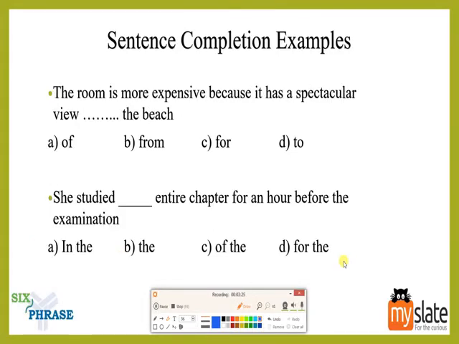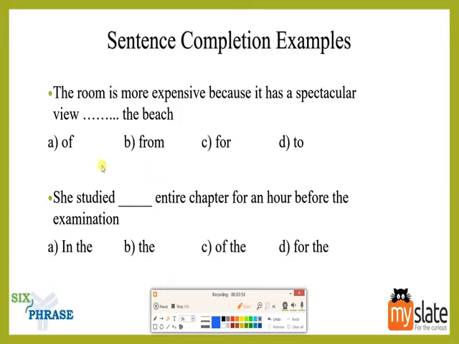Now look at this question. The room is more expensive because it has a spectacular view dash the beach. When we look at it here, they are talking about a hotel room. The room is more expensive because it has a spectacular view dash the beach. So they are talking about the beach.